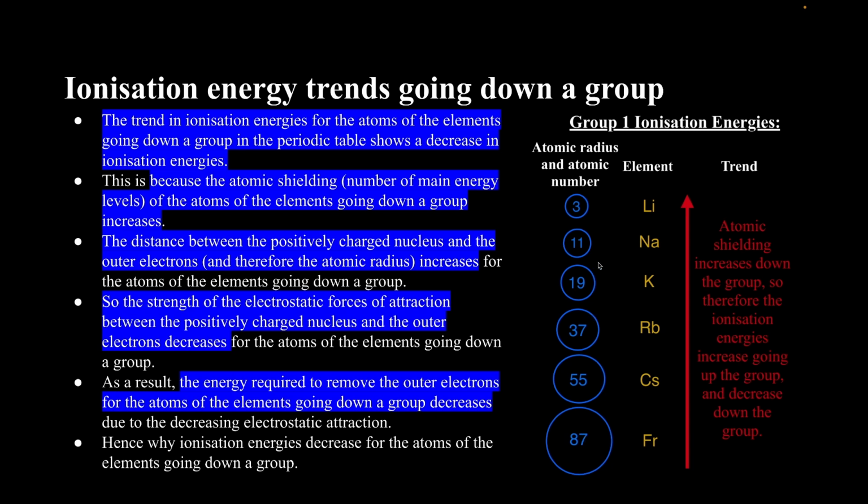The atomic number, I should point out, also increases, but the effect of atomic shielding is far greater than the increase in atomic number, because you may think that, well, the atomic number is also increasing because francium has a way higher atomic number than lithium. So in theory, the higher atomic number should pull the outer electrons closer to the nucleus, but that's actually not what happens because the atomic shielding always has a greater effect than the nuclear charge. This is just a general rule you should follow. So ionization energies actually decrease going down the group and increase going up the group. The trend says atomic shielding increases down the group, so therefore ionization energies increase going up the group.